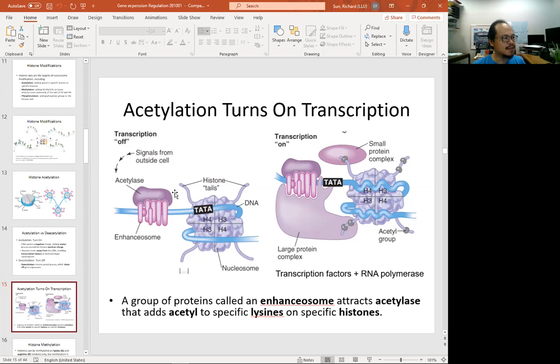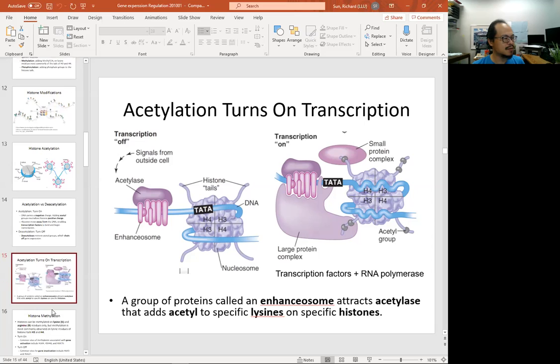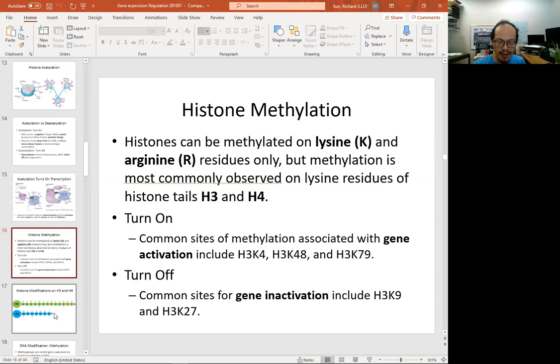Without that, it will become turned off. With that, it will turn on. And this large protein complex, including transcription factors and RNA polymerase, will come to this promoter sequence, the TATA box, and it will start to conduct this transcription. So that's the acetylation. Easy, right? Turn on or turn off.